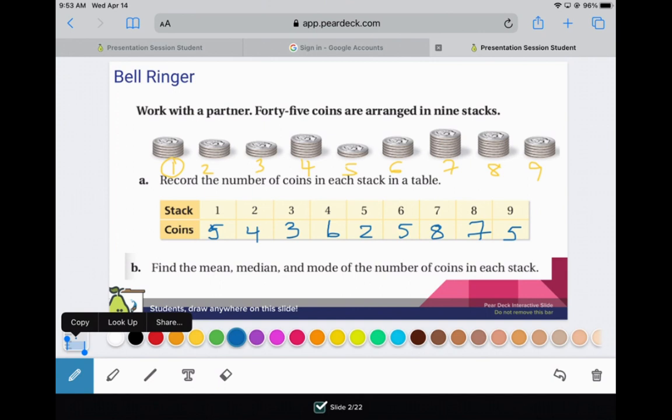All right, so I see a lot of you have the mean. Some just fill out the table and you have not finished. I'll give you a couple more minutes. It's okay if you're not there yet, okay?